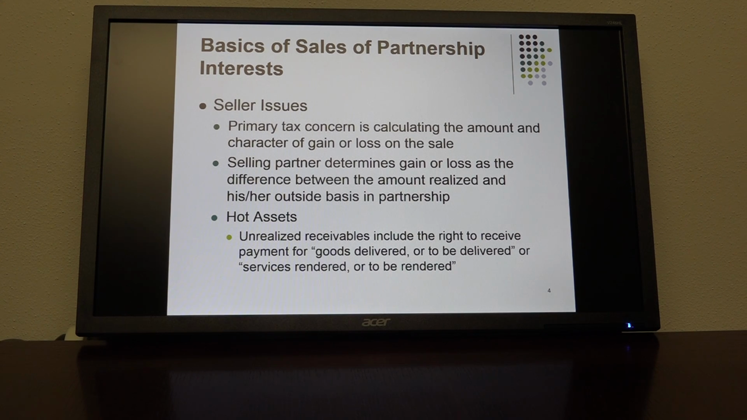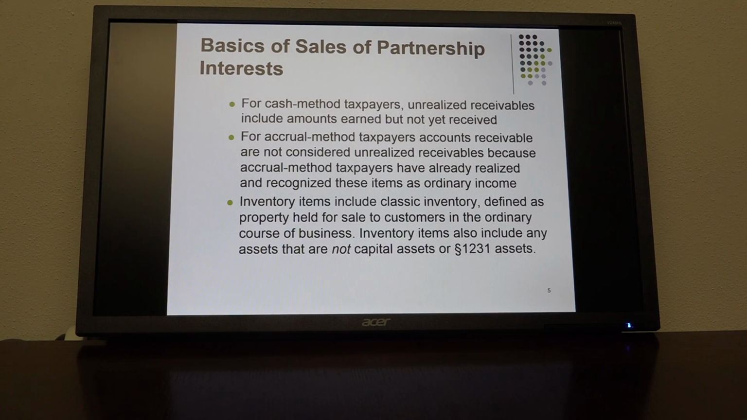And so what is an unrealized receivable? Well, it's any right to receive payment for goods or services either delivered or to be delivered. And so again, it only applies for unrealized receivables when you have a cash method partnership.